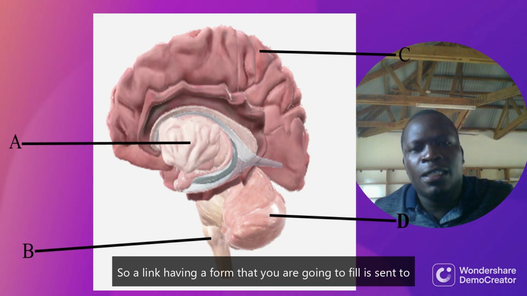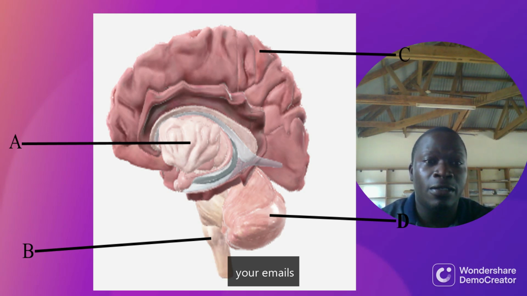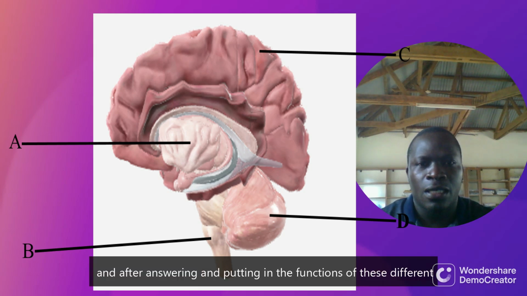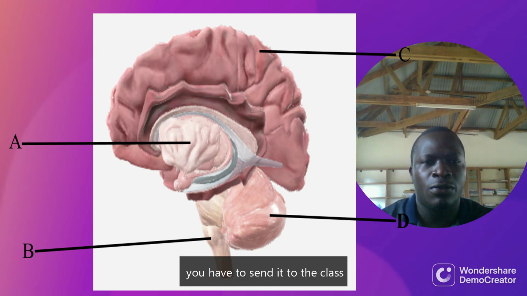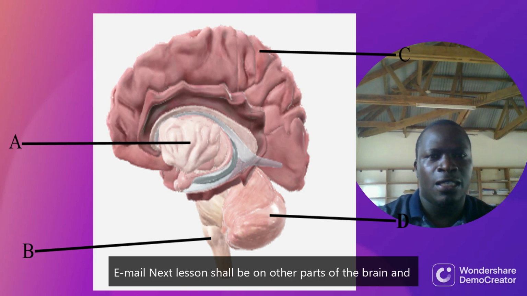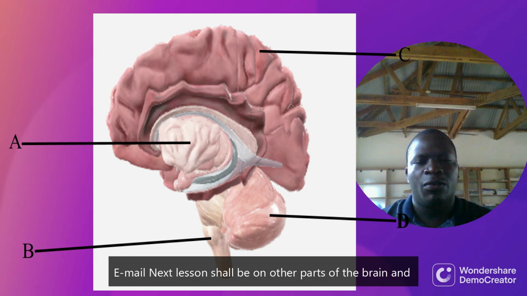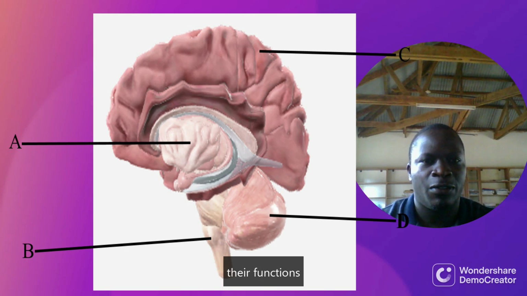A link having a form that you are going to fill is sent to your emails, each one of you, and after answering and putting in the functions of these different parts, you have to send it to the class email. Next lesson shall be on other parts of the brain and their functions.